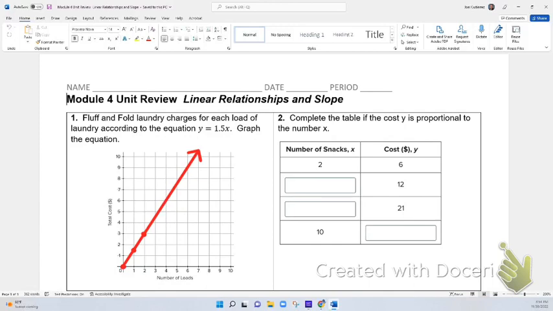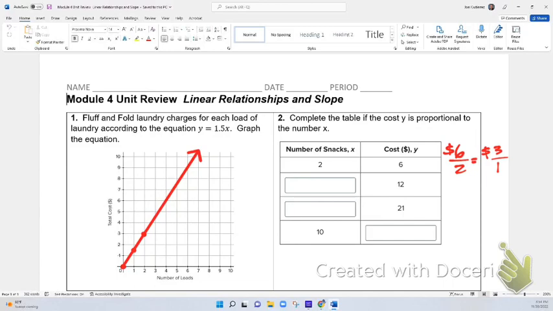For question number 2, complete the table if the cost y is proportional to the number x. So you'll notice here, we're talking about the number of snacks and how much it costs. So we are saying that it's going to cost $6 for 2 snacks, right? So then if we divide 6 divided by 2, this tells us that every snack is $3.